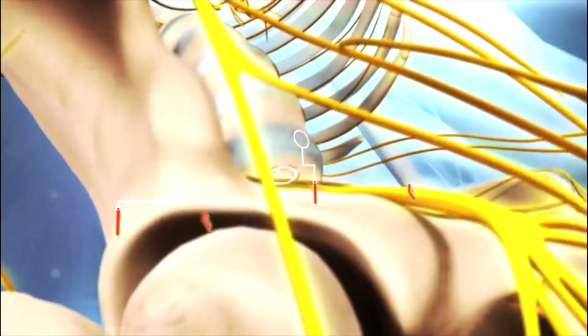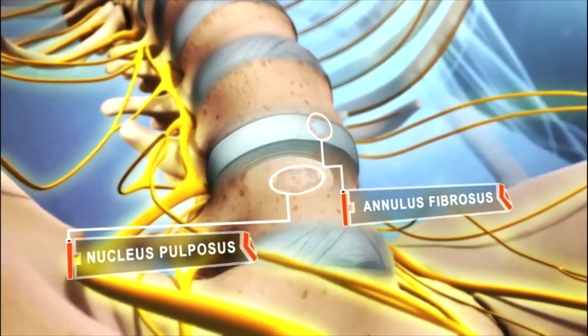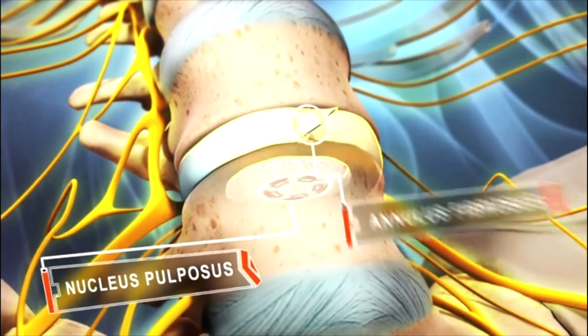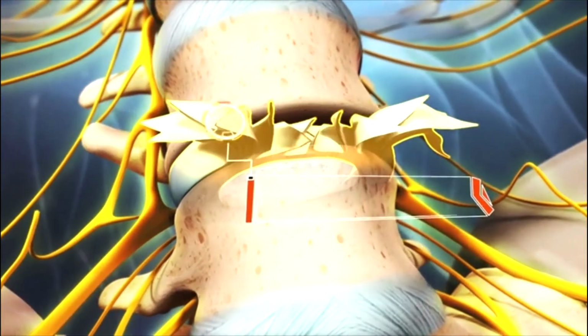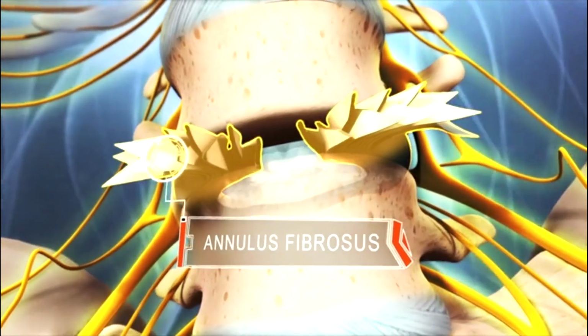A spinal disc consists of two main parts, the jelly-like nucleus pulposus in the disc center, and the outermost layers, collectively called the annulus fibrosus. These two components facilitate the spine's movement and provide support for the vertebrae.